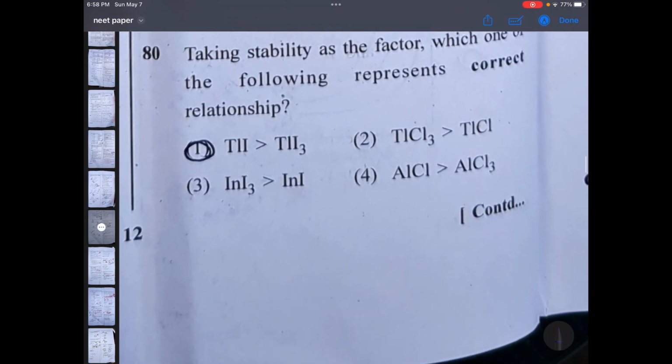Taking the stability as a factor, which one of the following represents the relationship? Correct relationship, this one. In the case of iodine, thallium plus 1 is more stable than thallium plus 3. So this is the right one.